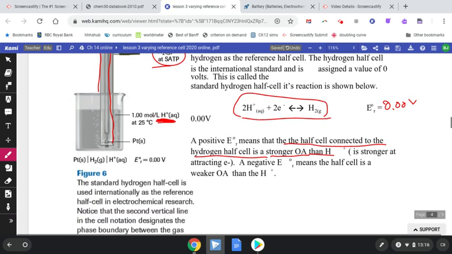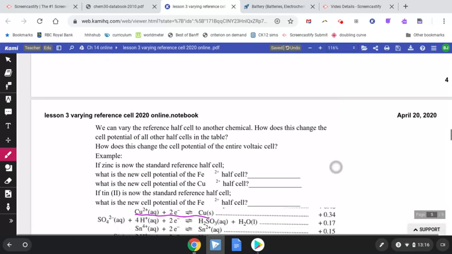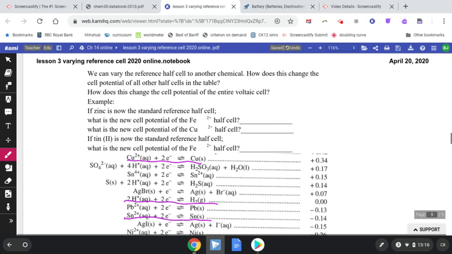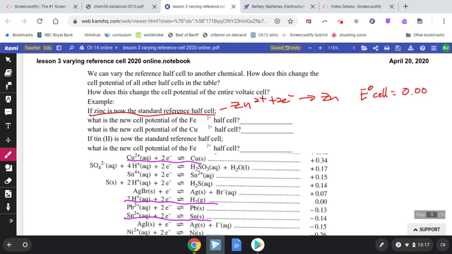Okay, so this is hydrogen as the standard half cell that all other half cells are compared to. Now, for some reason, hydrogen isn't always going to be the standard. They vary it, they change it. So let's say, for example, that instead of hydrogen, we're going to use zinc as the new standard reference half cell. So that means all the values in the table are going to change, because we now say that zinc 2 plus gains 2 electrons and goes to zinc, and its cell potential is now 0.